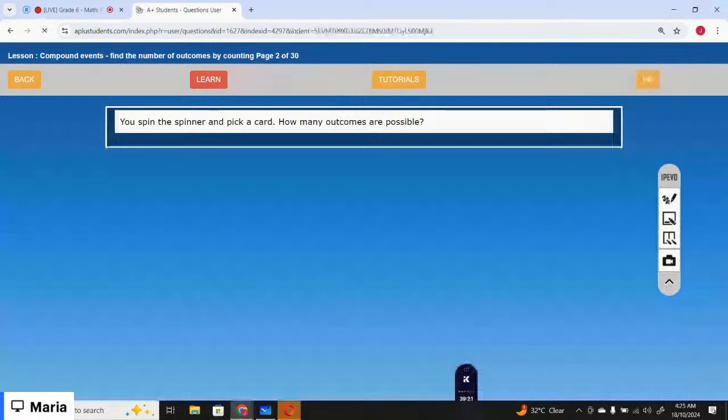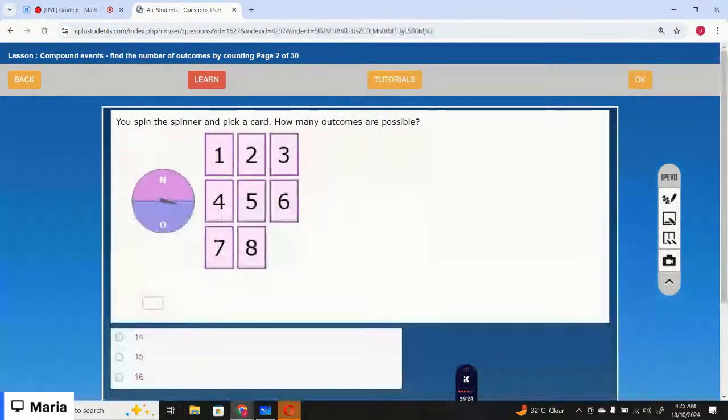Okay, the next one is you spin the spinner and pick a card. How many outcomes are possible? So which is the correct option? Which option is the correct one? The correct option is 2 times 8, that is 16. Option number 3 is the correct option, that is 16.